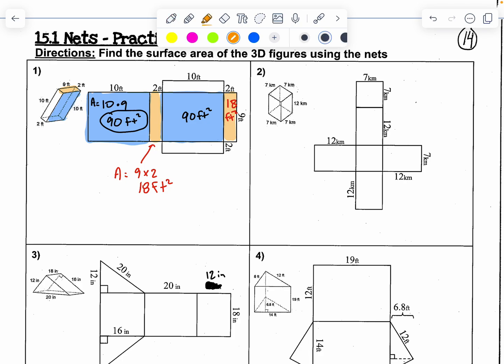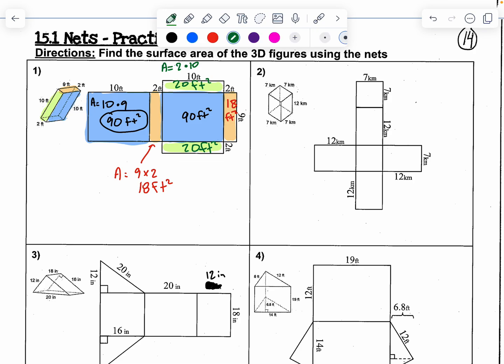And then we're going to need the sides now, left and right side. I guess you can call that the front and the back, but there you go, those two sides. And if you look at it, it's 10 by 2, which are these pieces right here. 2 by 10. Right there and right there. 2 by 10, base times height. 2 times 10, which is 20. 20 square feet. So here we have 90 square feet, 90, 20, 20, 18, and another 18.